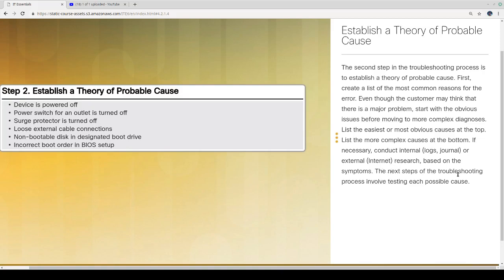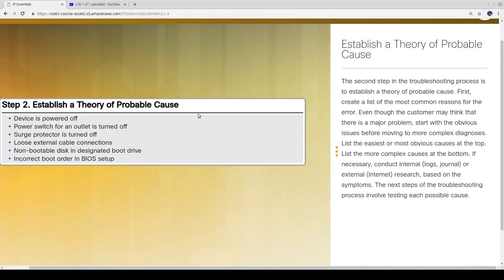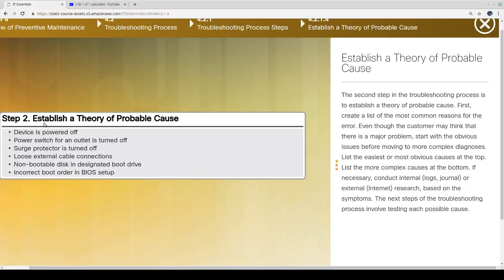The next steps of the troubleshooting process involve testing each possible cause. So if you're going to test each cause, you'd like to start with the simplest, right, wouldn't you? Rather than the complex. So step 2, which is what we're talking about here, establish a theory of probable cause. Step 1 was identify the problem, right? Step 2, establish a theory of probable cause. And here are some of the things. Device is powered off.